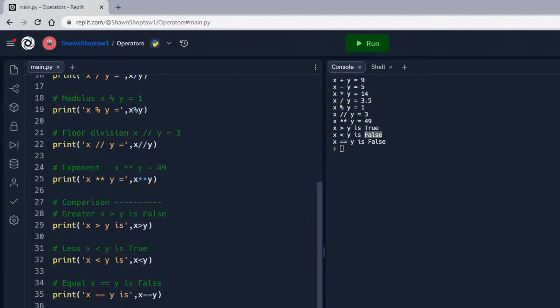And that brings us to testing whether something is not equal to something else. And the way we do that is we use an exclamation point and an equal sign. So the way this reads is x is not equal to y. And we know that that is true. We run that and we see that x is not equal to y.